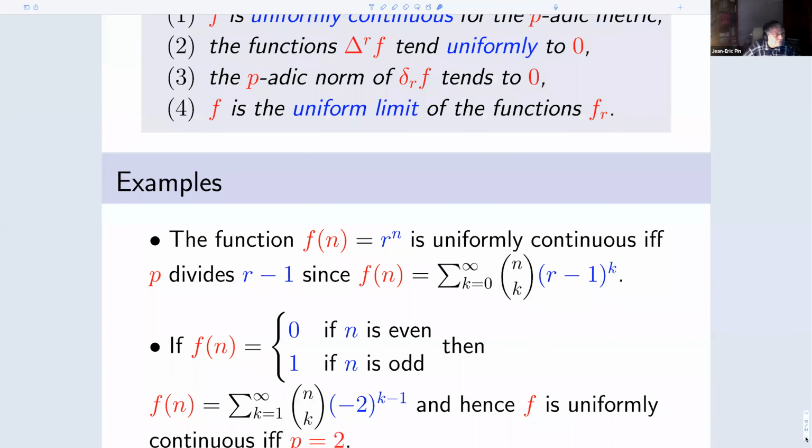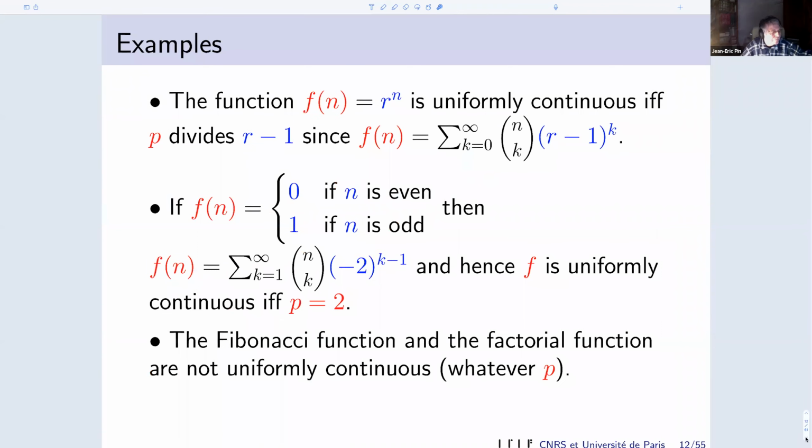I had two examples. The function r to the n is uniformly continuous if and only if p divides r minus 1, because of this formula. The parity function is uniformly continuous if and only if p equals 2. And the Fibonacci function and the factorial function, which are nice functions, are unfortunately not uniformly continuous for whatever p you take.